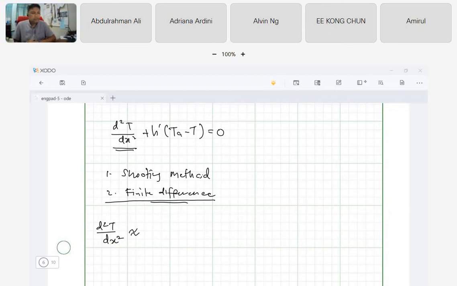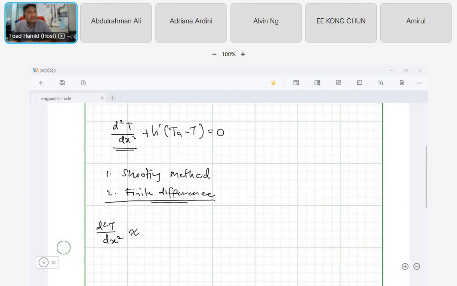Anyone? Oh, come on. Test is coming soon, eh? I'm worried. I'm worried, eh? You are the ones taking the test, I am the one who is worried. Aduh. So, how do we approximate this? Anyone?